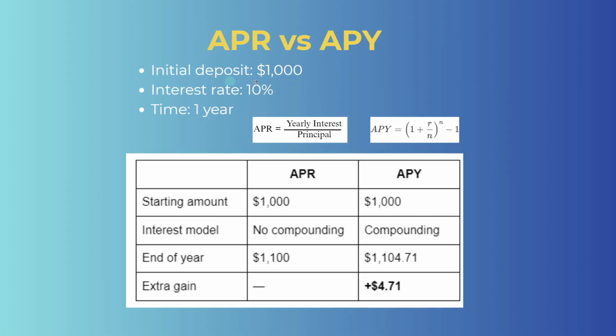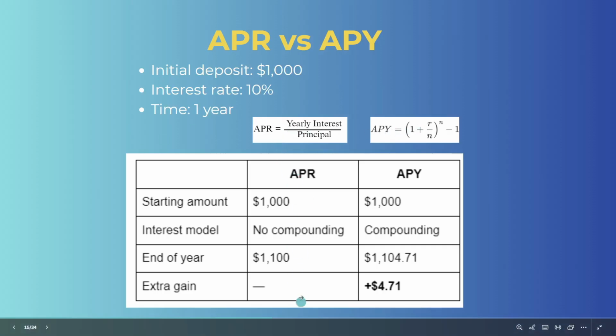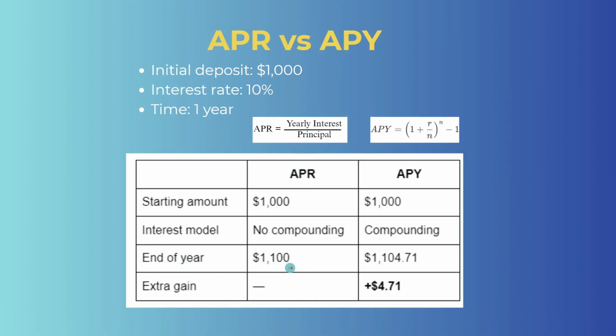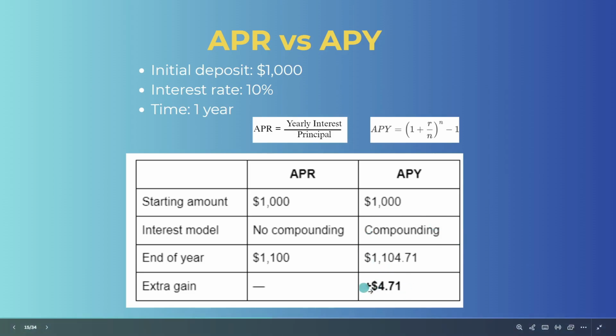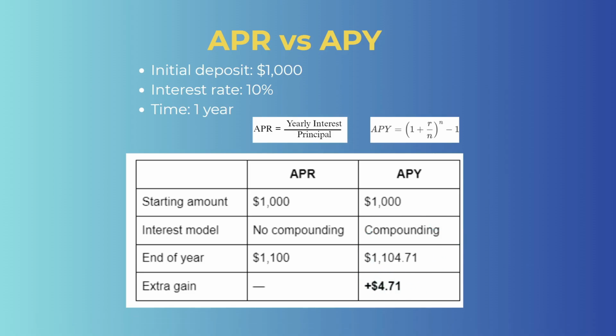So the basic difference between the two is this: this is an example made with an initial deposit of $1,000, an interest rate of 10%, and a time of 1 year. As you can see, the formulas are different. In this case, there is no compounding. At the end of the year, you get $1,100. In this case, there is compounding, so you get a little bit more, because of course you are earning considering also the interest that has accrued.